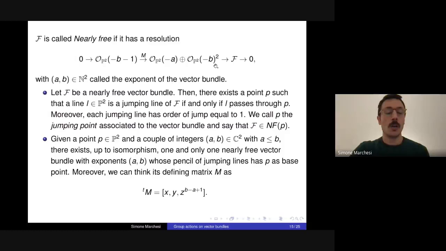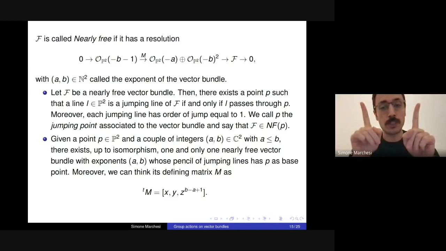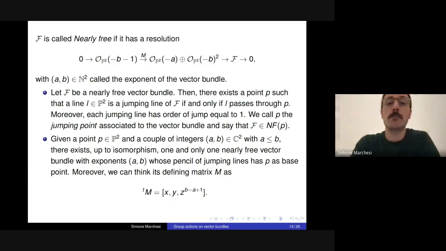Okay, so what we discovered with Jean is that when we have a nearly free vector bundle, then the geometric locus, the locus of jumping lines, is very special, because all the jumping lines pass through one point of the projective space. So we have a jumping line if and only if it's a line passing through a point P. And moreover, the order of the jump, so the gap between the two exponents, between the two integers that I was telling before, shifts only by one. So the order of jump is always equal to one. That's why we perceive the importance of this point and we called it the jumping point associated to the vector bundle. So we always say that E is a nearly free vector bundle with jumping point equal to P, okay?